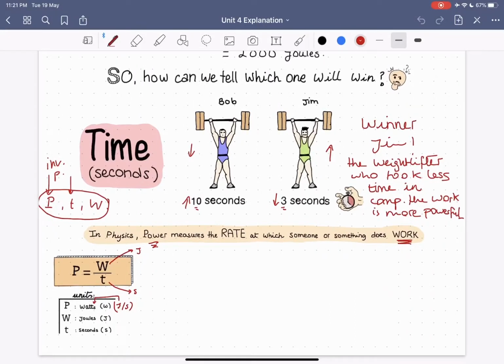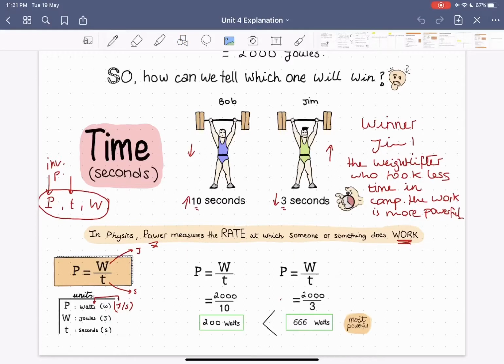Okay? Now, we could state who's the winner by doing the general analysis. Now let's calculate the power of Bob and the power of Jim and prove it using numbers. Okay, so the power of Bob is the work that Bob did upon the time he took in completing the work. That's 2000 over 10, so that's 200 watts. And the power of Jim is equal to the work upon the time, so it's 2000 over 3, it's 666.